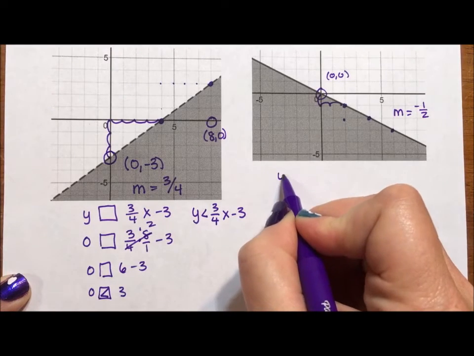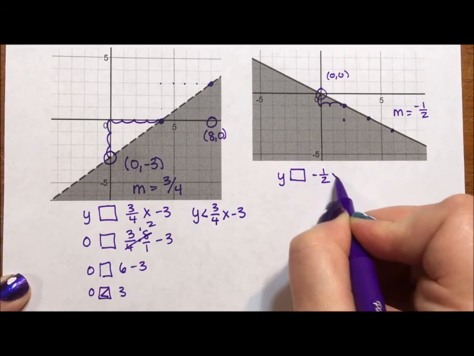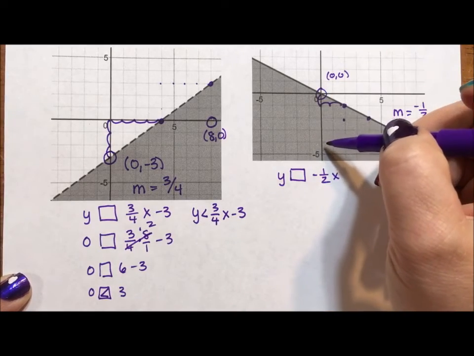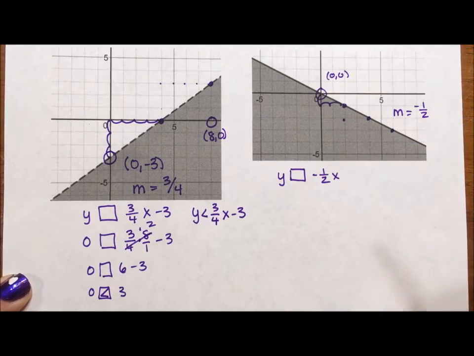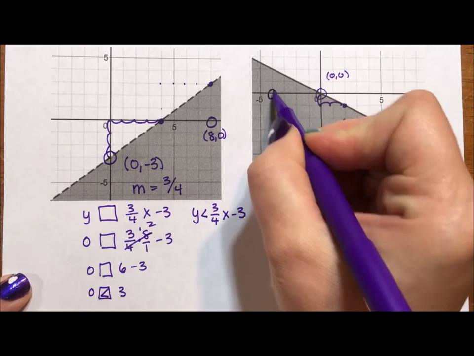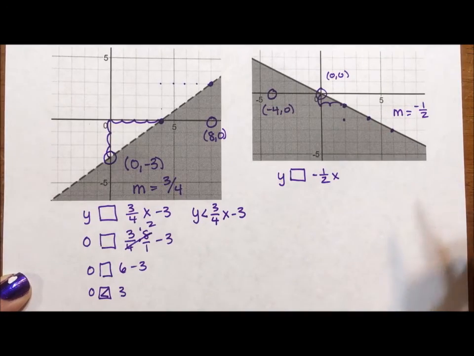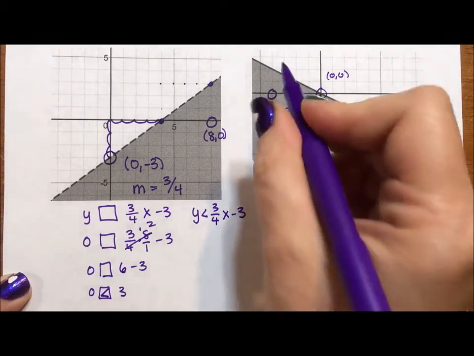So we start with y is something -1/2 x. Now some of you are like, again, it's below, so it's less than, and it's a solid line, and it's less than or equal. And if you can see that, again, brilliant. But I'm going to test a point. So the point I'm going to test is this point right here, which is (-4, 0), a point solidly in the shaded region and not on the line.